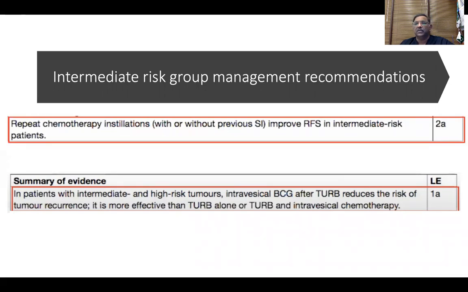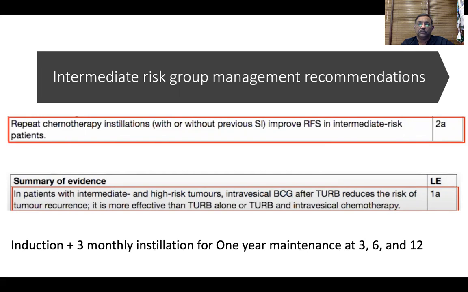So chemotherapy suffices in the majority of cases, although short duration and small dose BCG, which is 1/3 dose or 1/2 dose, can also be given, and there is good quality evidence in favor. But I think BCG should better be reserved for patients who've got high risk or very high risk disease, because BCG shortage is an issue. So induction plus 3 monthly instillations for 1 year at 3, 6, and 12 months is what is really recommended for intermediate risk patients.